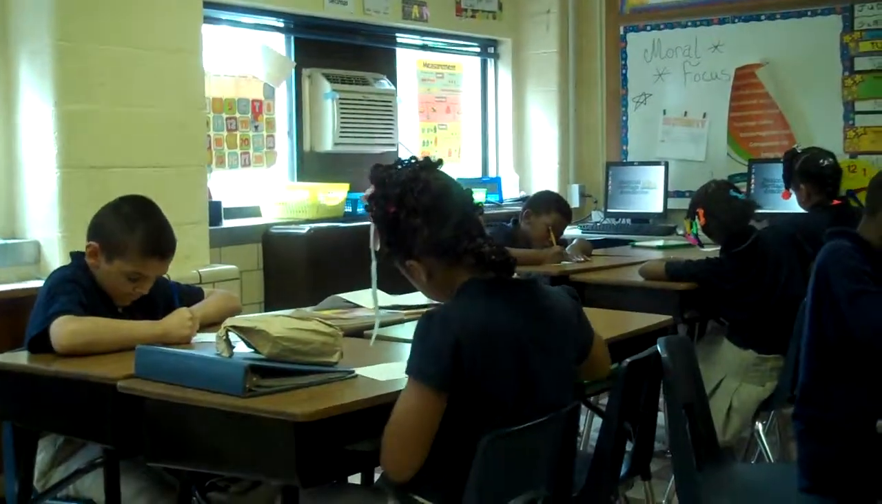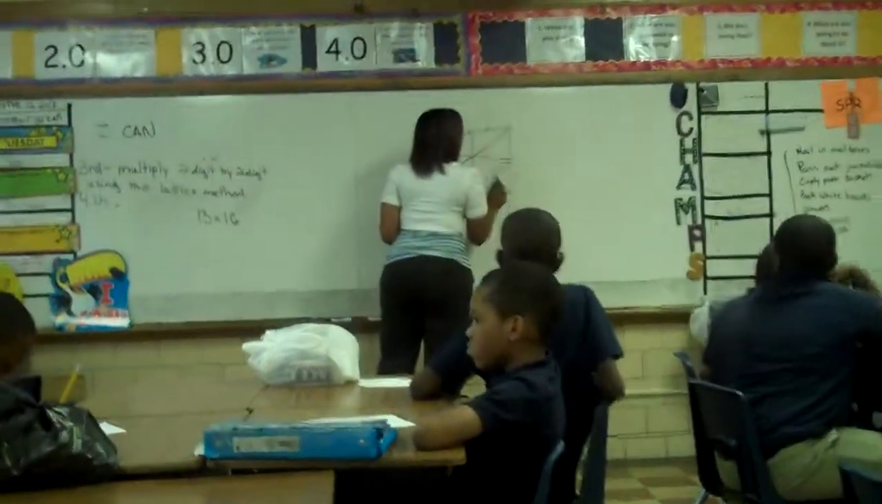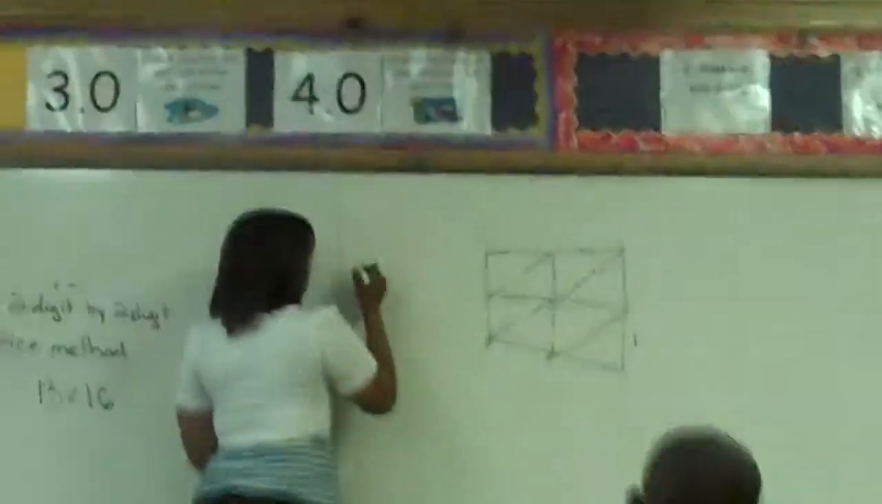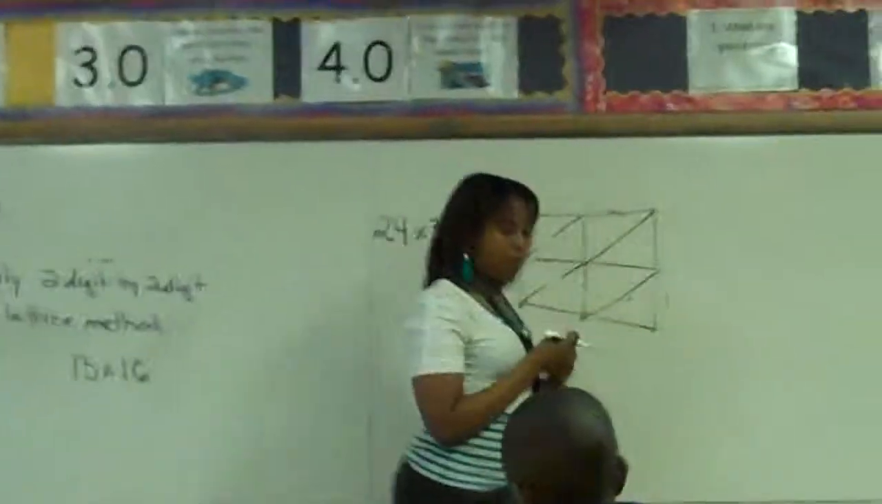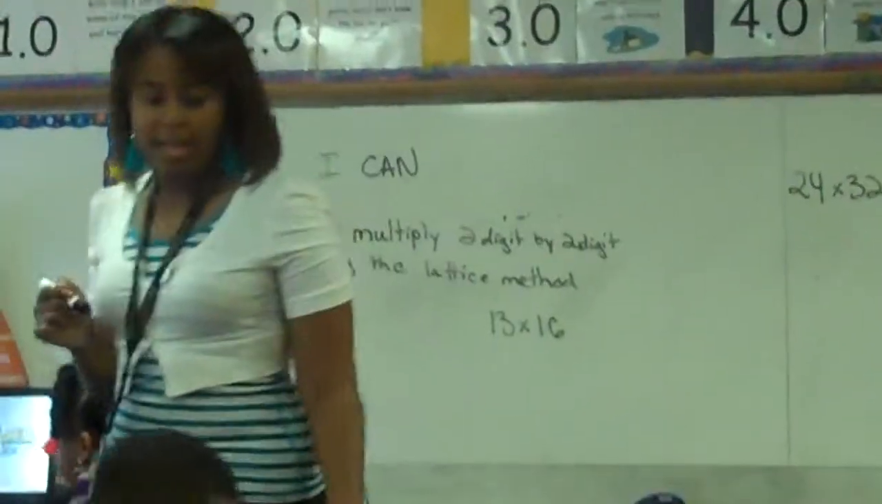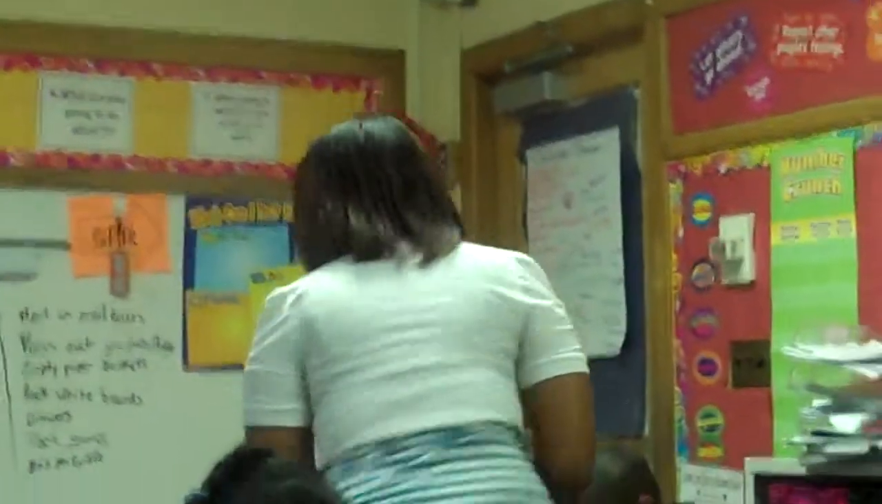I'm going to put 24 times 32. I see a lot of good lattice boxing, and you did it quick. I'm quite impressed. 24 times 32. Make sure you go ahead and set that up on your box. So 24 goes where? At the top. And 32 goes where? At the top.